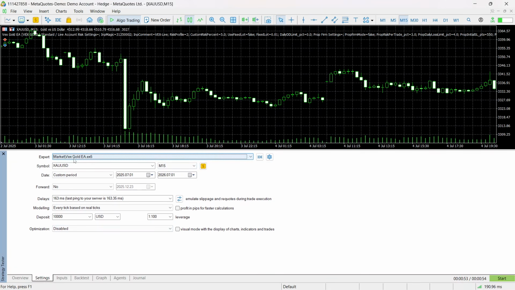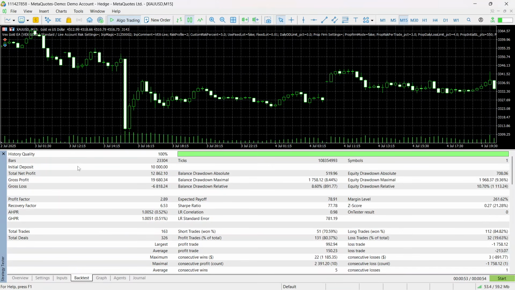You can see I tested this on Gold USD M15 from July 2025 to July 2026 using every tick based on real ticks. I used a 10k starting deposit with a 1:100 leverage for this backtest.